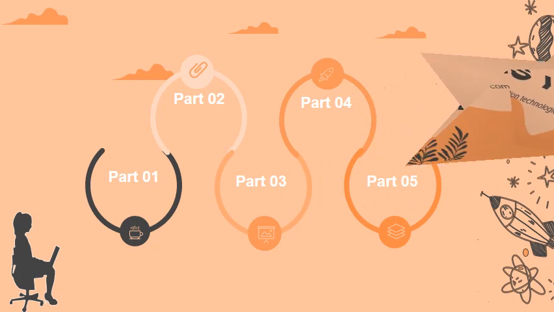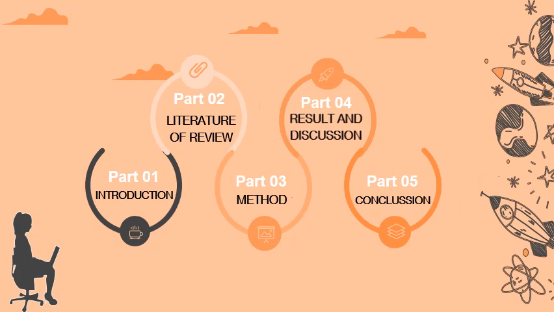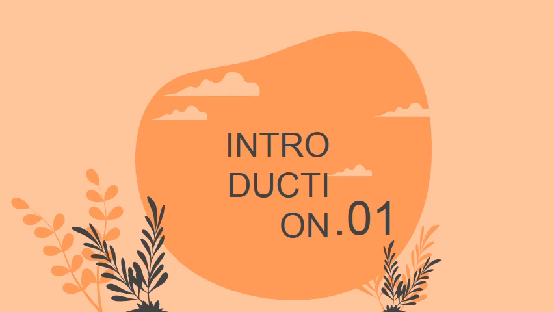In this journal we will discuss five parts. The first part is introduction. The second part is literature review, the third part is the method, the fourth is result and discussion, and the last is conclusion. So we're going to the first part, which is the introduction.